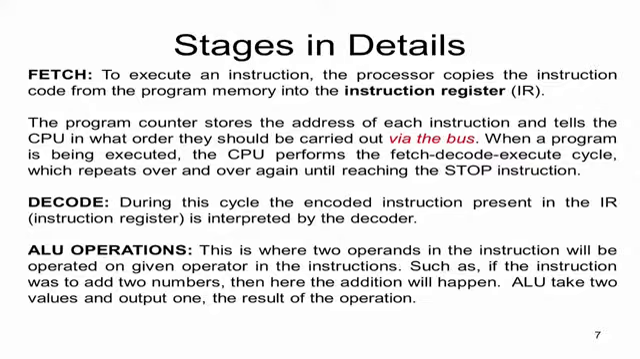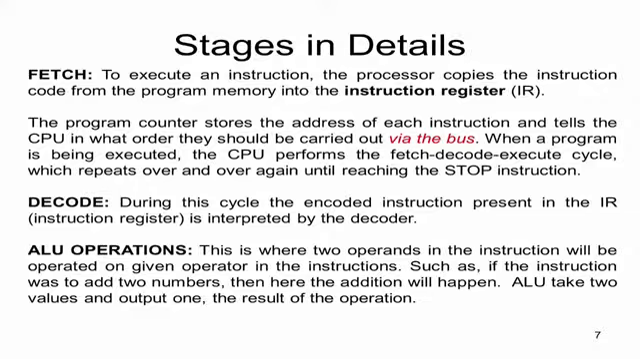So a simple note: this is where the two operands in the instruction will be operated on, given the operator in the instruction. For example, if the instruction was to add two numbers, then here the addition will happen. This is where the addition actually takes place.